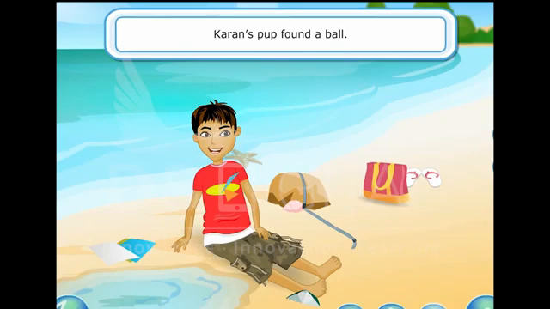So when should you use the active voice and when should you use the passive voice? The active voice is used when you want to focus on the doer of the action. In the sentence, Karan's pup found a ball, the focus of the sentence is the pup because the pup is the doer of the action.